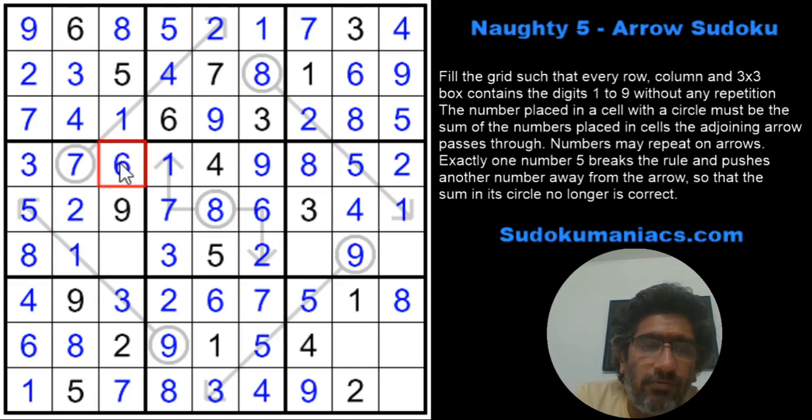Last digit for row 4, right? So last digit for column 7 would be a 6, followed by a 7, 7, 3, and a 6.